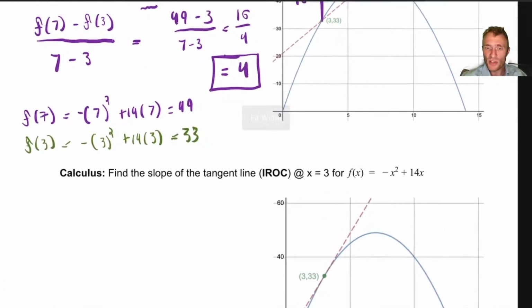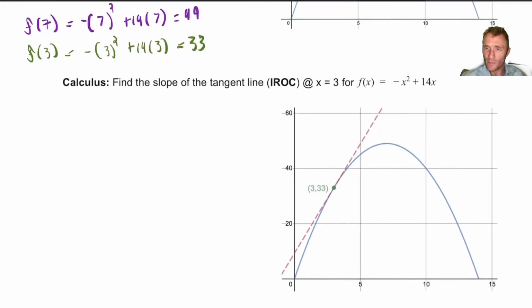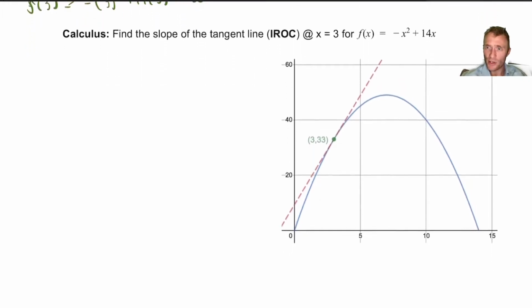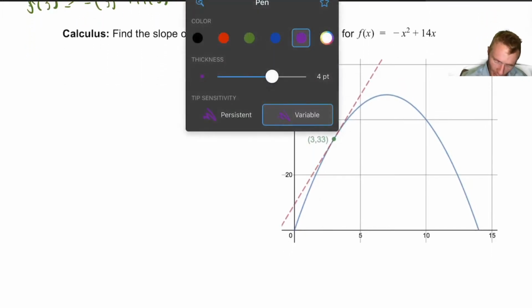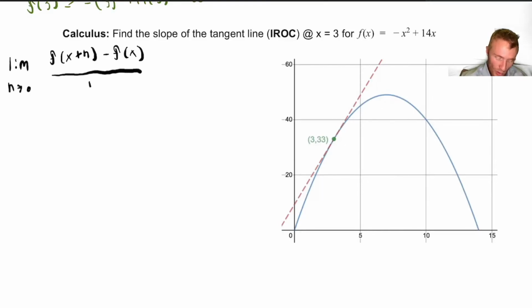Find the slope of the tangent line, the instantaneous rate of change for x equals 3, for f of x, this same function. Again, I'm going to do this once out by hand. The rest of the time, I'm just going to have it pre-printed because this can get pretty nasty. So let's say we're going to find the limit as h approaches 0 of f of x plus h minus f of x all over h. That is the limit definition of the derivative.